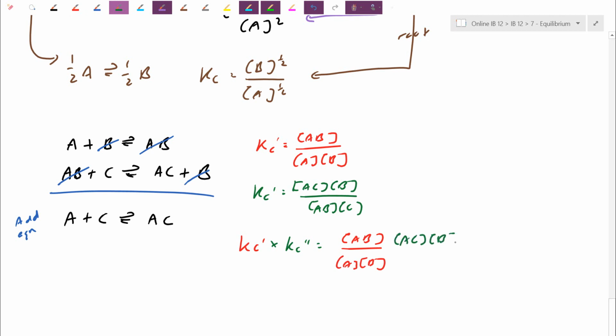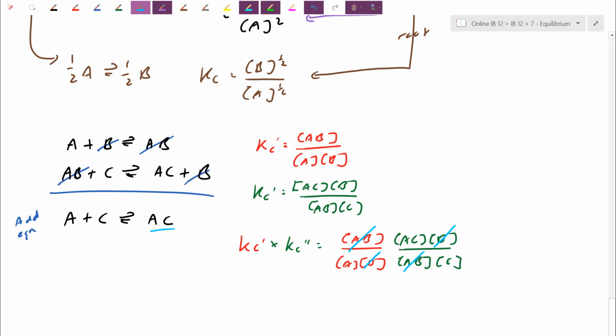We're going to do a lot of this work in our acid-base chapter coming up, but basically you're just matching it up. In this case you see, oh great, the AB cancels the AB, the B cancels the B, and therefore I get AC as a product. Perfect, matched up with A and C as a reactant.